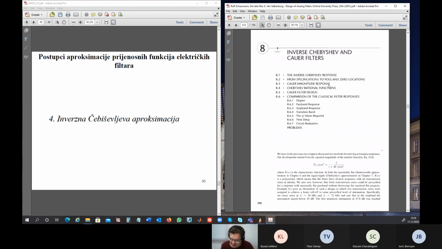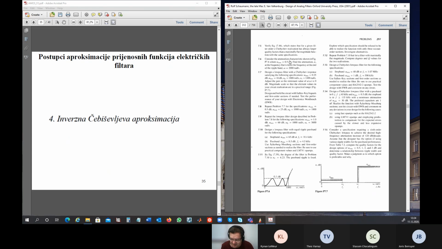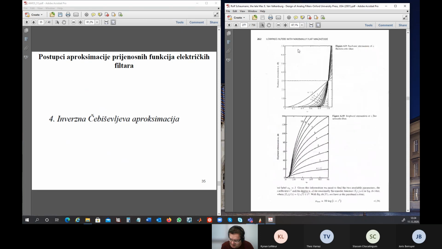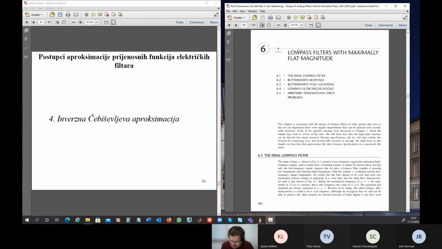So this was chapter 6 and 7. Chapter 8, this is inverse Chebyshev and Cauer. This is something what we will very shortly mention next time. But for now, you know that you have to learn from page 252 to the end of chapter 7. So 6th and 7th chapter, you will learn everything in this book what we were talking today. And the book you have in materials on our website, like this, what I opened in PDF.